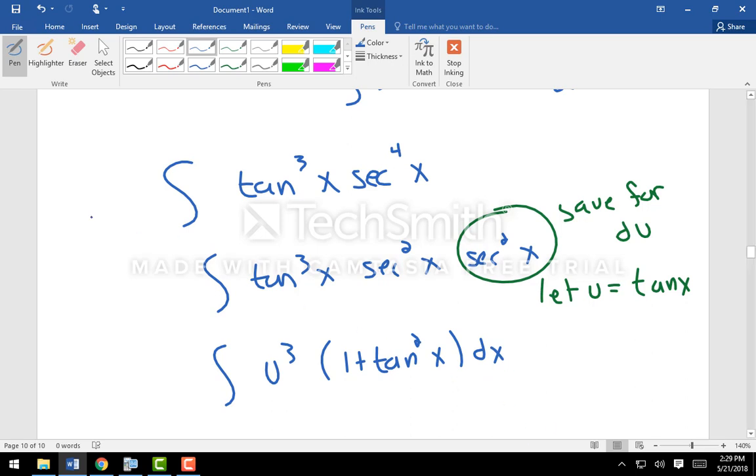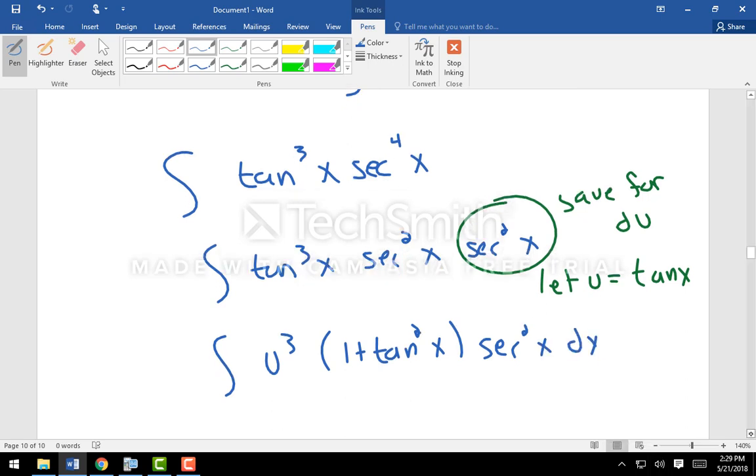Oops, I apologize. This is bad of me because I'm mixing variables. I'm mixing u's and x's together, so bear with me for a second. I'm kind of midway through my substitution.